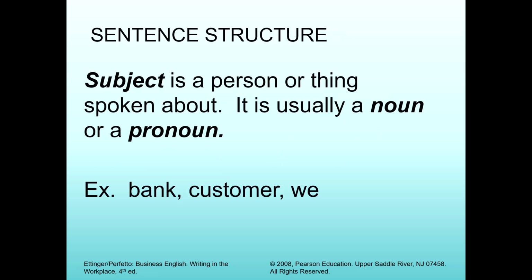First and foremost, a sentence has to have a subject. A subject is a person or a thing spoken about. It is usually a noun or a pronoun. So for example, bank and customer would be nouns, and we or they would be pronouns.